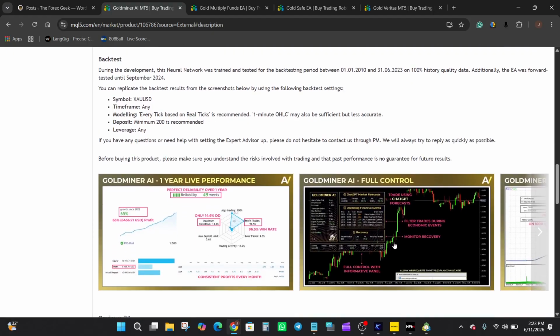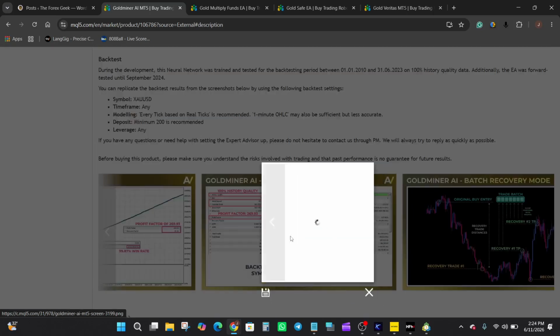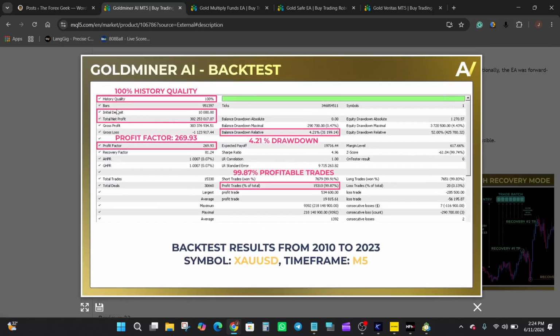Reviewing the backtest results that are displayed here, we can see that from an initial deposit of $10,000, over $302.2 million was recorded as the net profits from 2010 to 2023. And the profit factor was an amazing 269.93. The number of trades taken were 15,330, and out of that figure, 15,310 were profitable, meaning a 99.87% win rate.